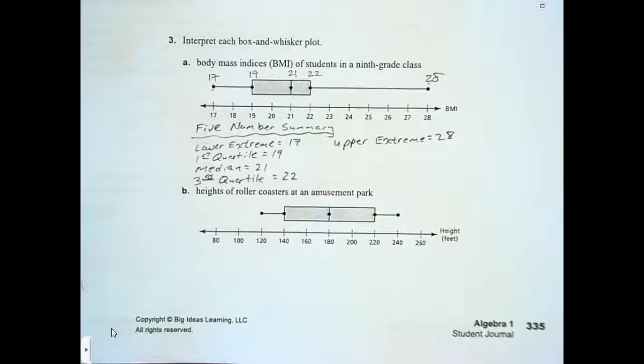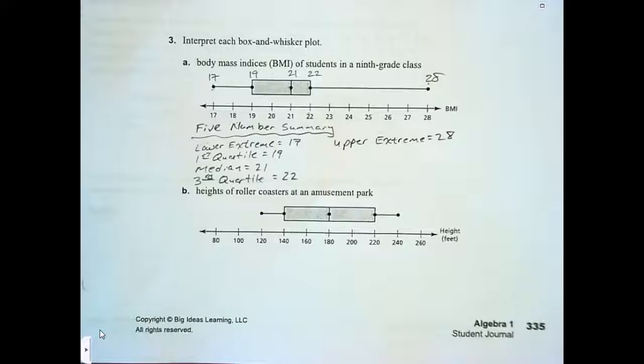What can you guys tell me about the data? Actually, come up with one thing you can tell me just by looking at the box and whisker plot. Tell your neighbor. The median is closer to the lower extreme than it is to the upper extreme. Yeah, but the median is closer to the third. What do you think?